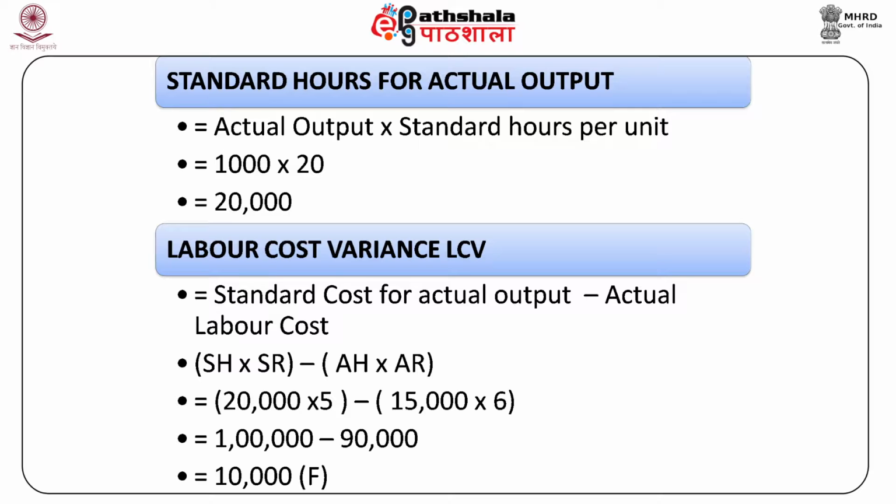Labor cost variance will be equal to standard cost for actual output minus actual labor cost. LCV is equal to SH into SR minus AH into AR. Based on the given figures in the question, this is equal to 20,000 into 5 minus 15,000 into 6, that equals 1 lakh minus 90,000, which indicates 10,000 favorable variance. Labor cost variance can be further subdivided into labor rate variance and labor time or labor efficiency variance.